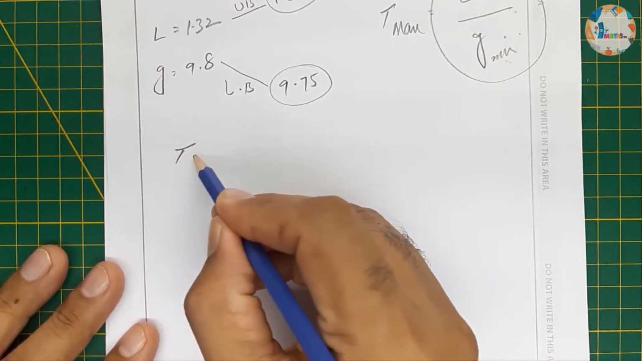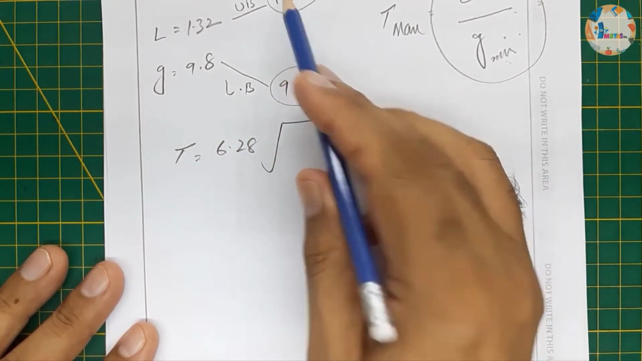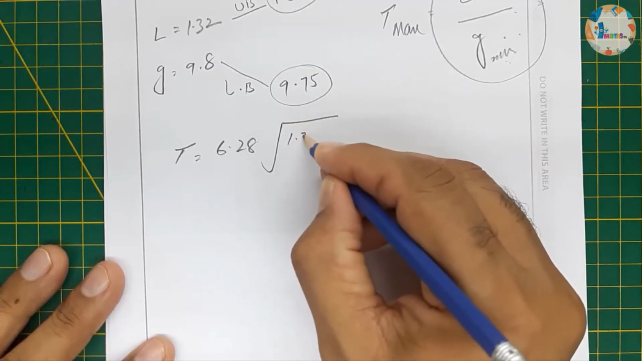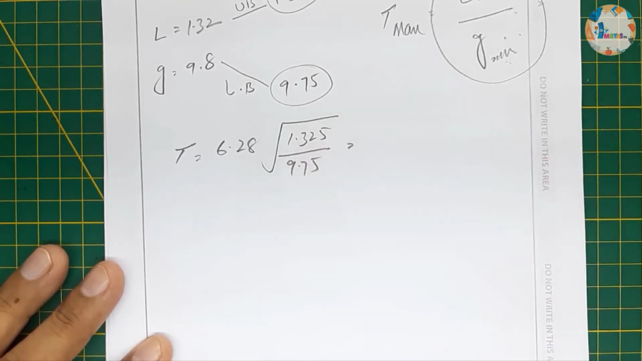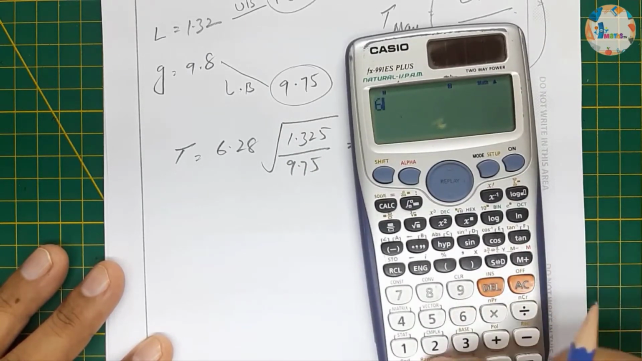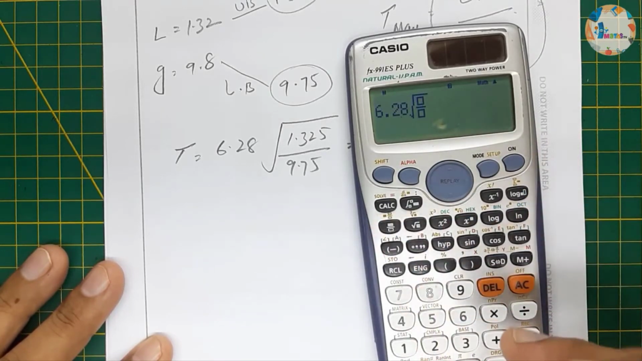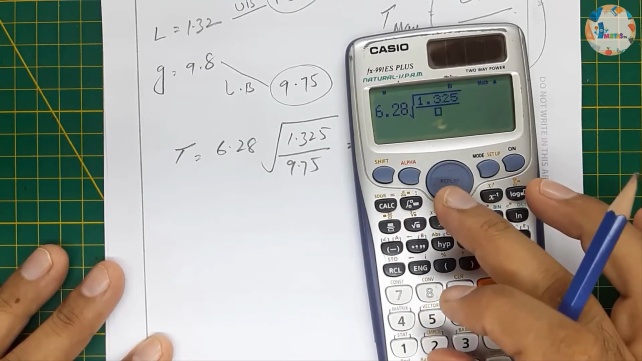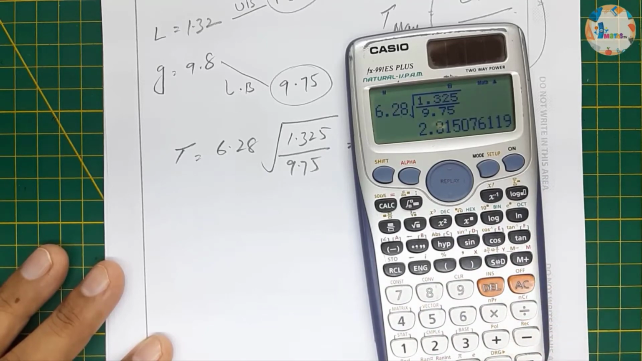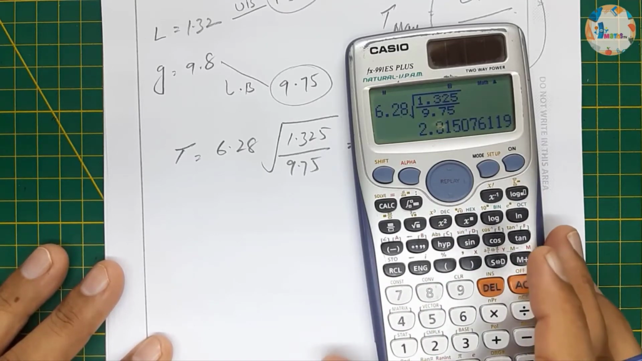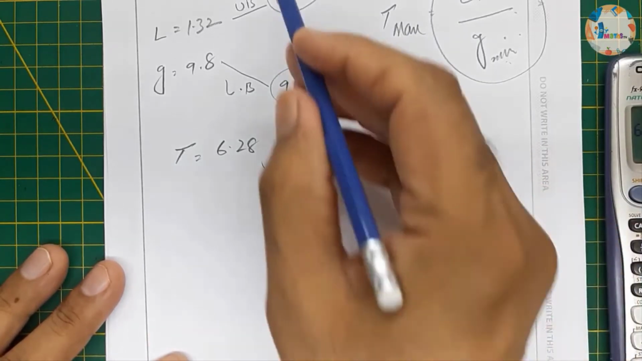So T will be equal to 6.28 times the root of the upper bound of L, 1.325, divided by 9.75. If we calculate with the help of a calculator, we'll get 6.28 times the root of 1.325 divided by 9.75. This will give us the answer 2.315.